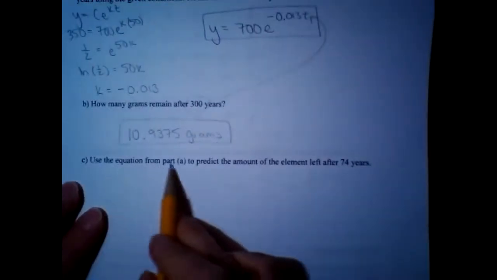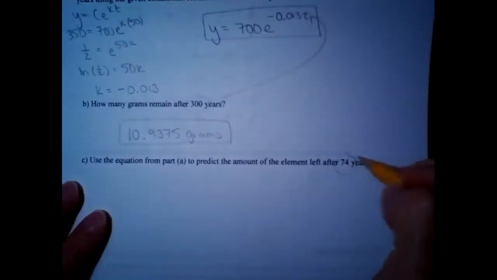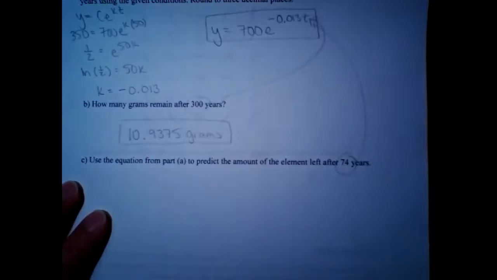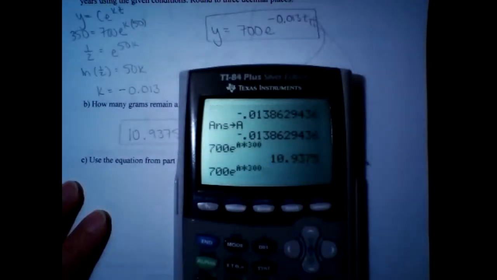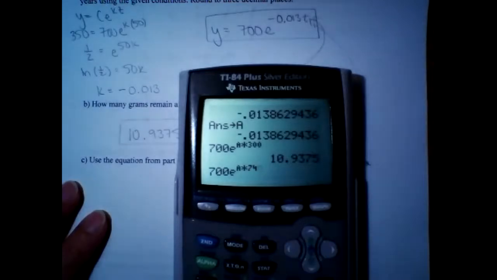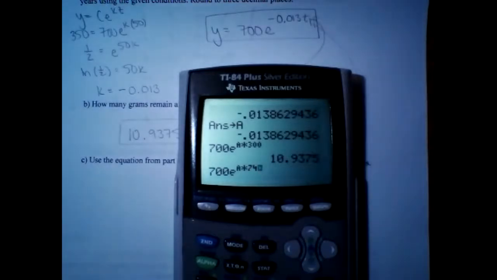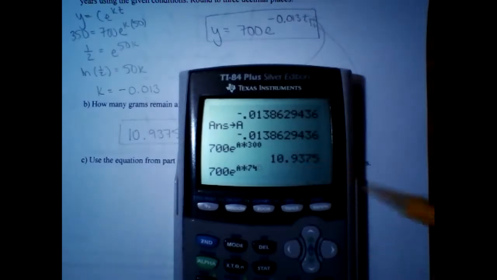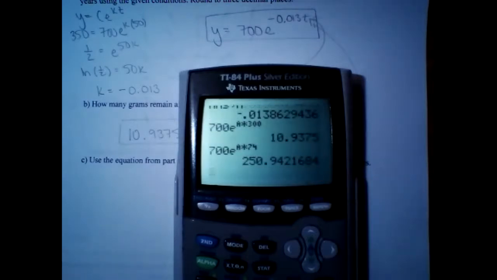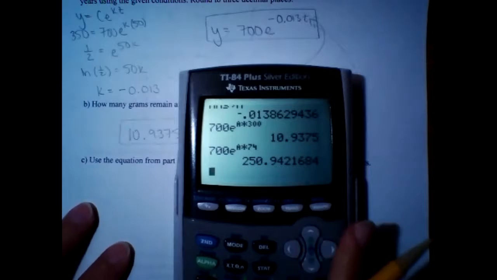And then this one, use that same equation to predict the amount after 74 years. All right, you're just going to plug in 74. So let me just go back and bring this back so I don't have to type it all again. And I'm going to change the 300 to 74. So if only 74 years have gone by, we would expect to have more of the element still left. So you should get a number bigger than 10. It's a lot bigger than 10, but less than 700. We started with 700. So after 74 years, we've got 250.942 grams.